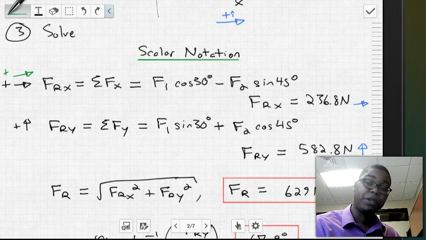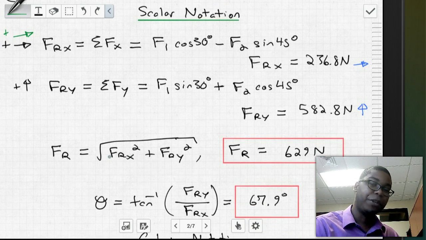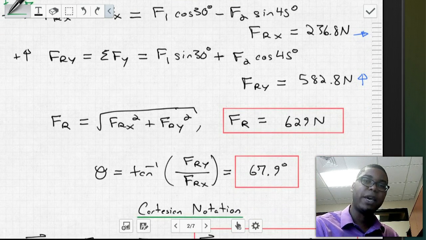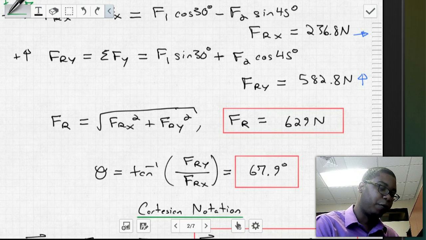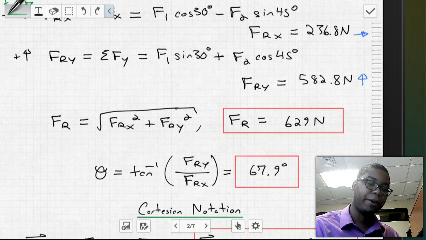Now that we've found the components of the force resultant in the x and the y direction, we can use Pythagorean's theorem in order to find the total magnitude of the force resultant, where the force resultant is equal to the square root of the resultant x component squared plus the resultant y component squared. When we put in our numbers and solve, we find that the force resultant is approximately 629 newtons.